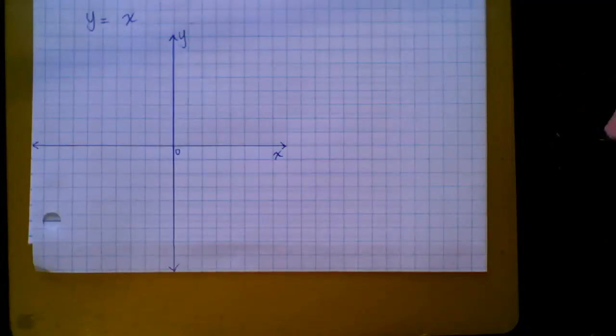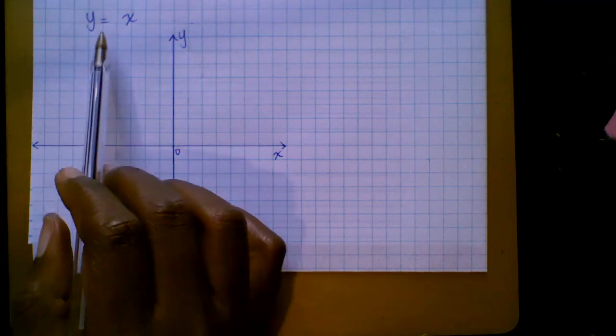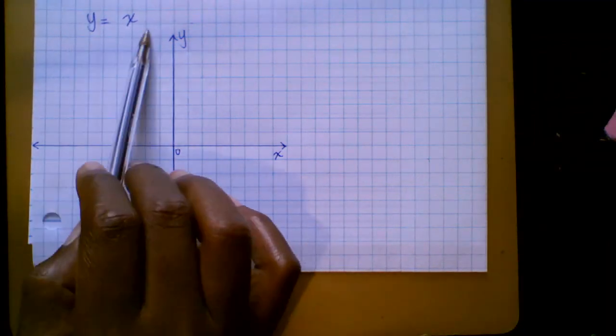Hi, so welcome back. In this video, it's the third and last example. I gave two examples earlier, so this is the last one, example number 3. You want to graph this equation of a line, y equals x, and it's written in slope-intercept form.